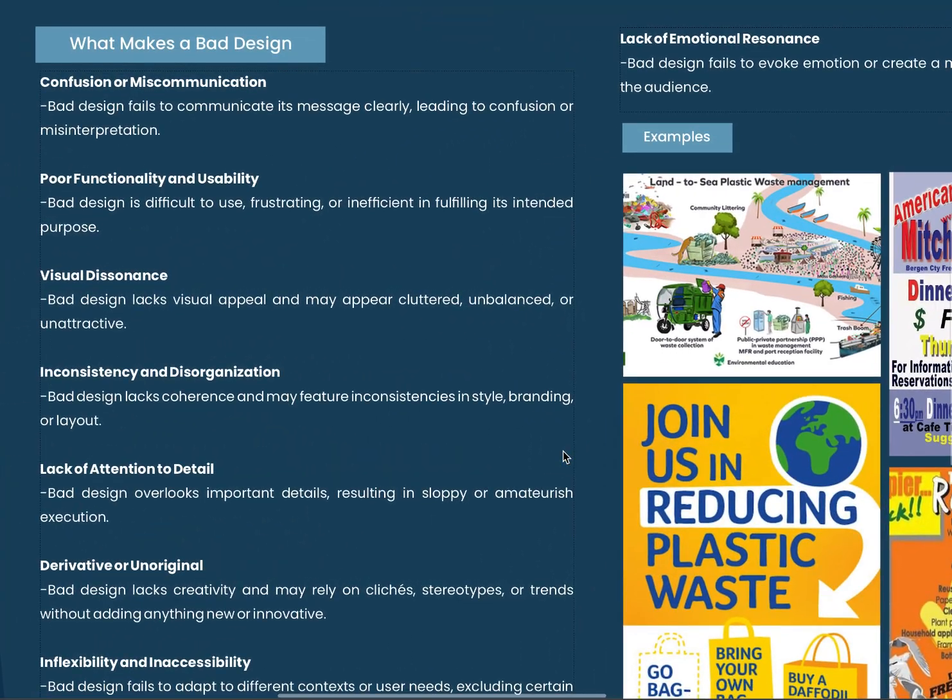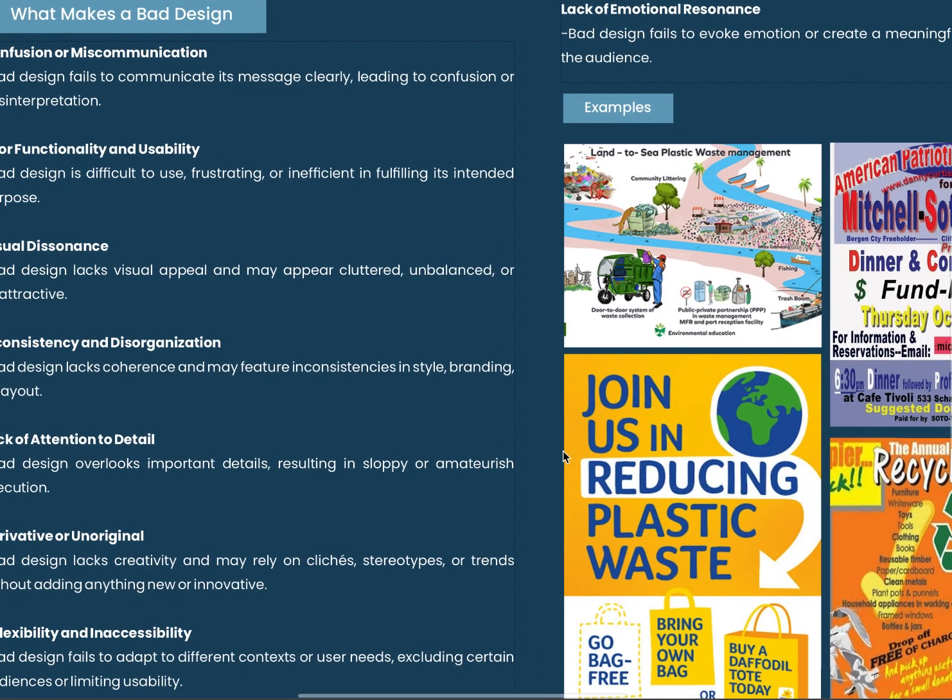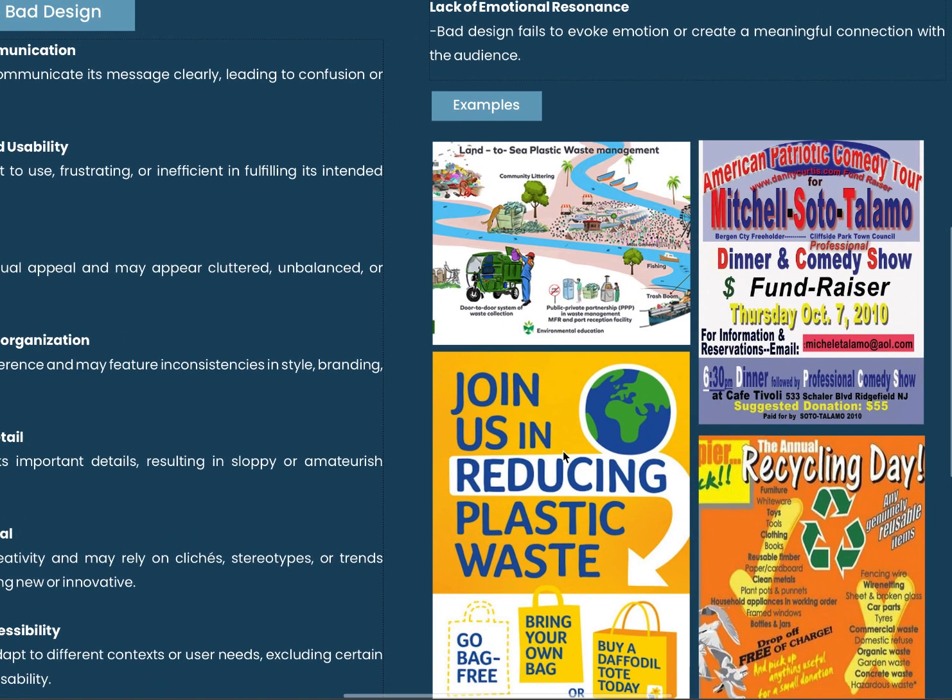Confusion and miscommunication is just the opposite of a good design. A bad design is the opposite of a good design: lack of attention to detail, visual dissonance, poor functionality, lack of emotion. So let's not dwell more on this. Just note that a bad design is one that does not follow the principles of design, doesn't resonate with the user, and lacks everything about a good design.